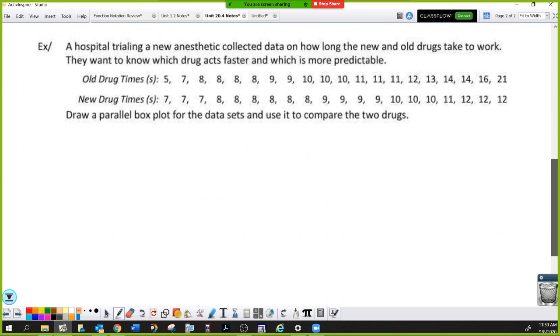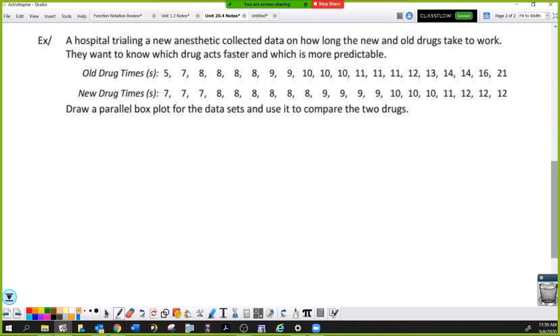Alrighty, let's see what we got going on here. A hospital is trialing a new anesthetic. They've collected data on how long the new and old drugs take to work. They want to know which drug acts faster, but also which one is more predictable, because these are both things that matter. So we're going to draw a parallel box plot. Because they're representing the same kind of information, we can put two different boxes on a single horizontal axis. So we have old drug times and new drug times, and we're going to need some information.